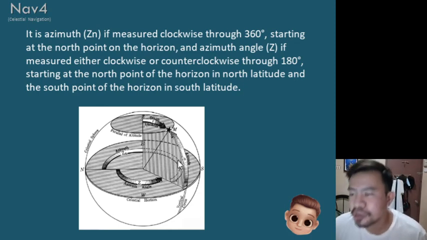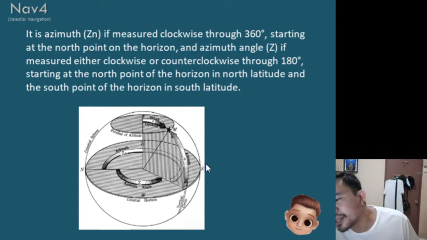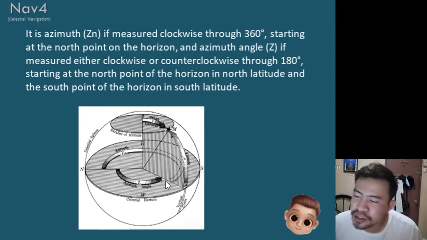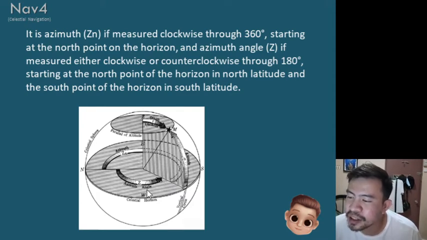So that is how we apply it, wherein for example, this is our azimuth, from the north going there. That is what we call our azimuth angle. It's like your 360 minus the azimuth. You can get this one.